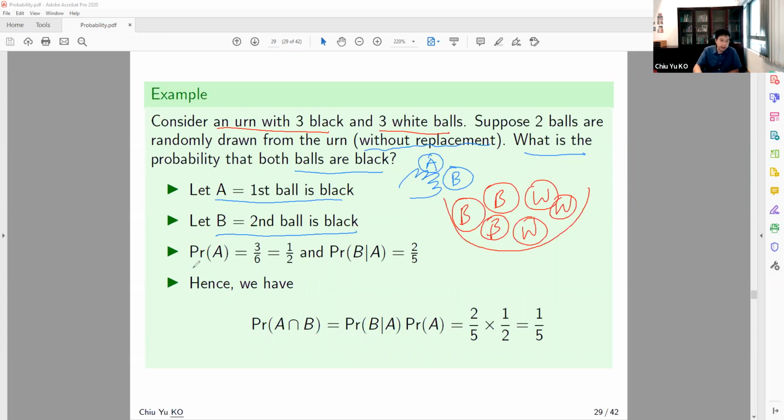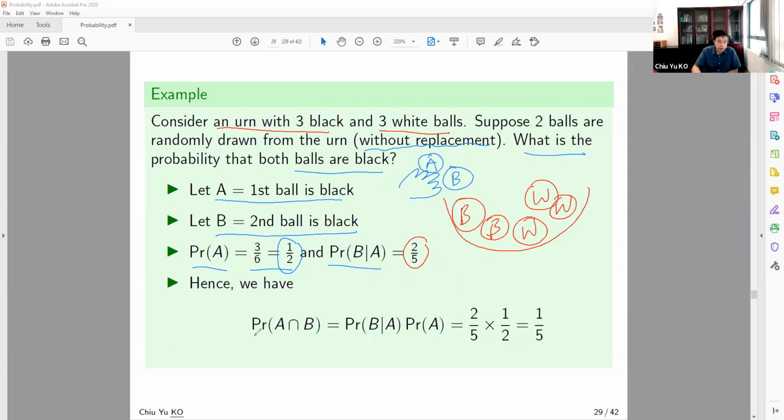But we can do it easily by looking at the definition. The probability that the first ball is black: out of 6 balls, you pick 1 black ball, so the probability is 3/6, which is 1/2, right? Now if you picked up 1 black ball, it's gone, so what you have left is different. The probability that you have a black ball now is 2/5, because a black ball is gone. Is that clear?